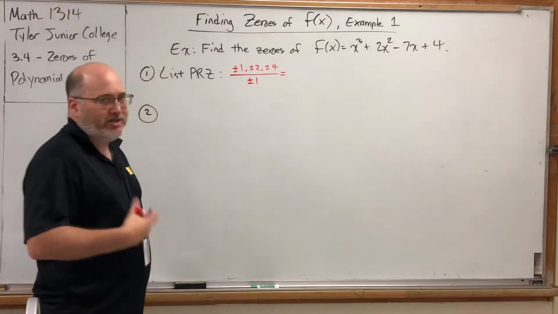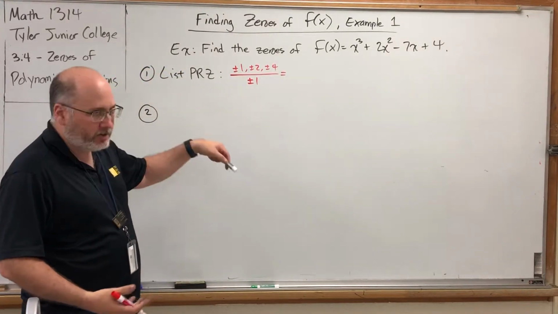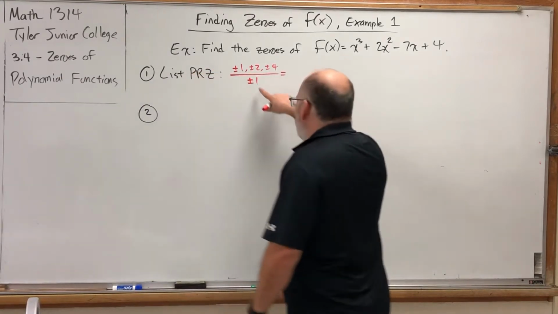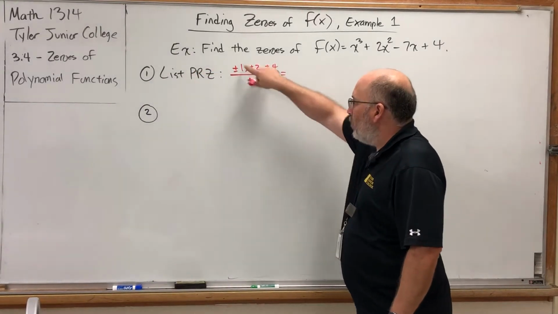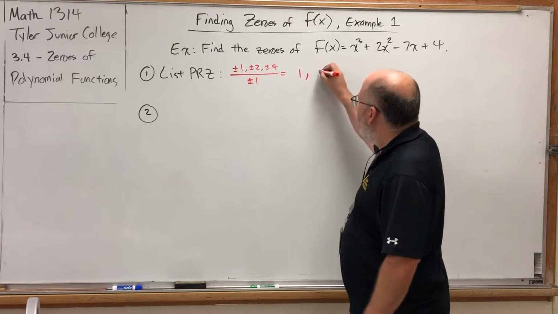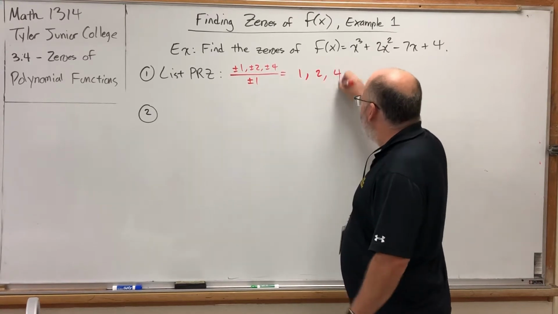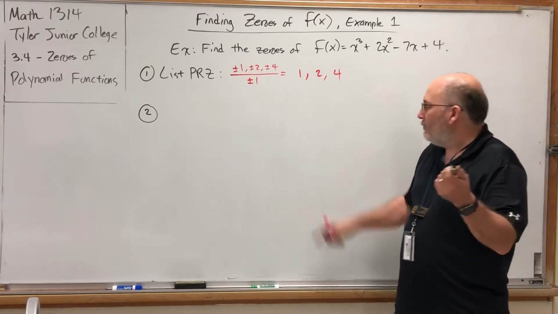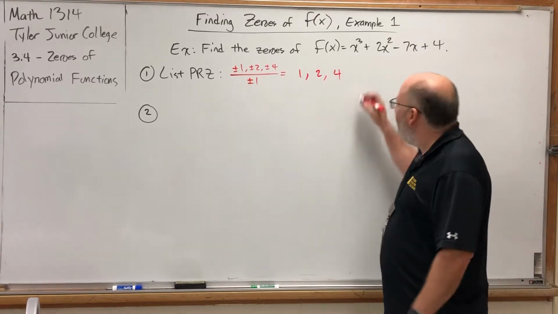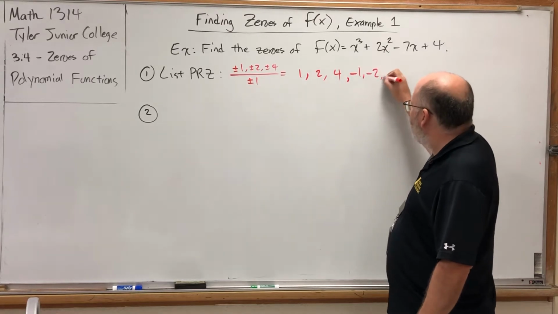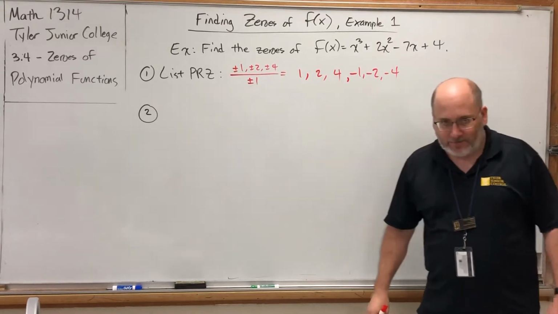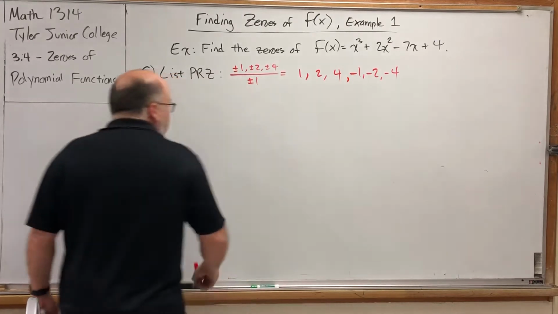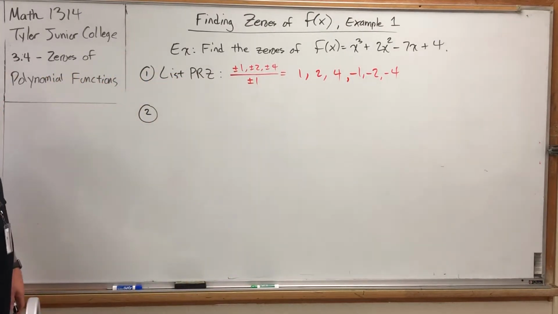Then we made every possible ratio by choosing a numerator and denominator. Since the only denominator is 1, our ratios were 1 over 1, 2 over 1, and 4 over 1. And each one was plus minus. But in this case, I'm not going to write plus minus in front of all of them. I'm going to list the negatives separately. You'll see why in a minute. Those are the numbers that might make this function equal to 0.